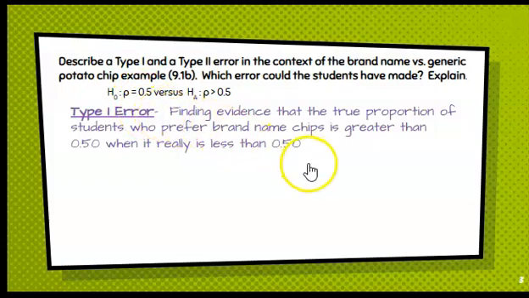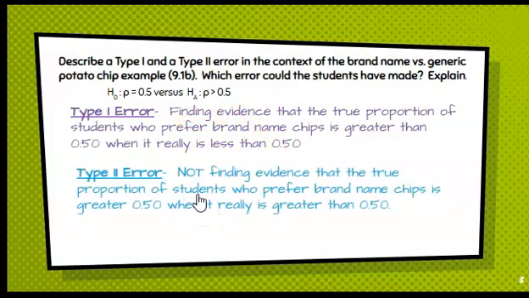So here's how I would word my error. Finding evidence that the true proportion of students who prefer brand name chips is greater than 50% when it really is less than 50%. So this last phrase is just the opposite, right? And where did I get this? I defined the alternative right here. That's where the greater than came from. But the truth was, it's the opposite. It's less than. So a type 2 error is when we failed to reject. So we did not find evidence, again, of the alternative. So we say, not finding evidence that the true proportion of students who prefer brand name chips is greater than 50%, when it really is greater than 50%. Okay?